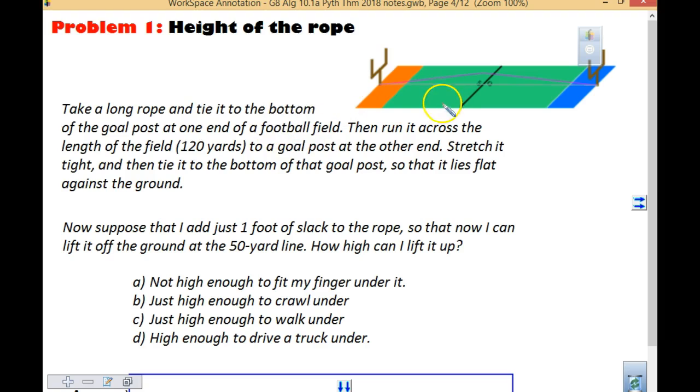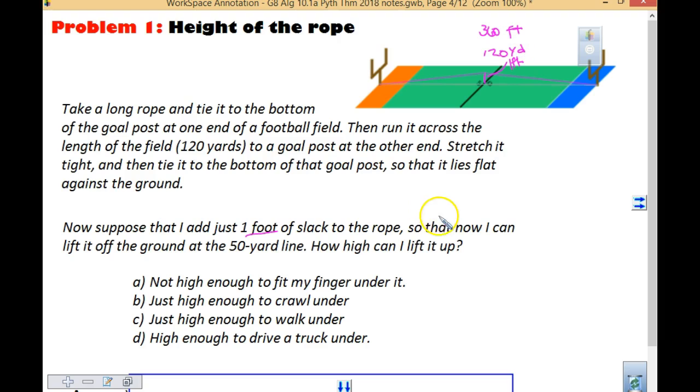So first off, let's make sure. If this is 120 yards going across, how many feet are we talking about? Because we're talking about adding 1 foot, because this is 120 yards, right? Which means how many feet? Okay, 360 feet. So we're just thinking this is 360 feet. And we are going to add 1 foot right here, right?